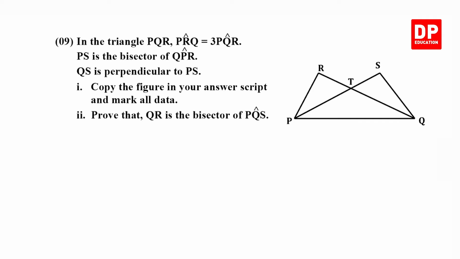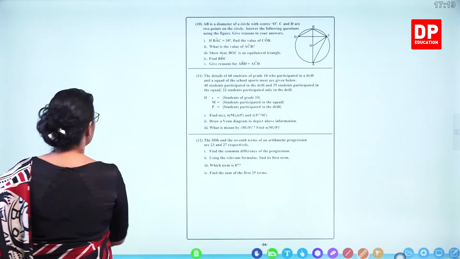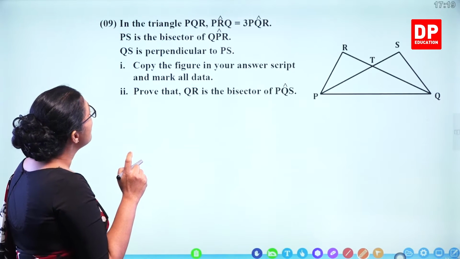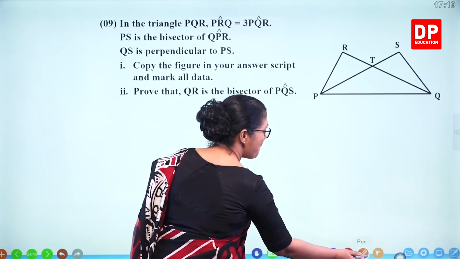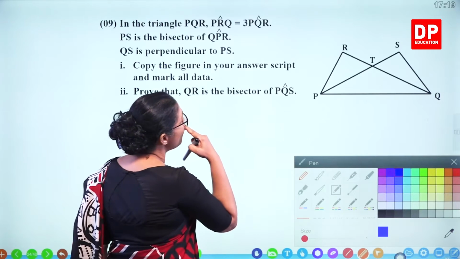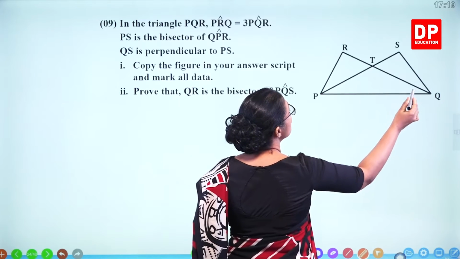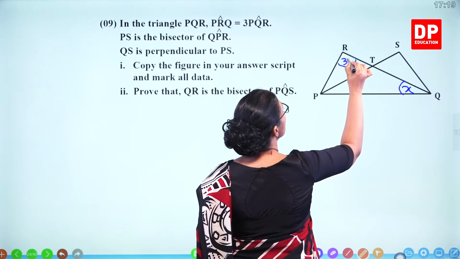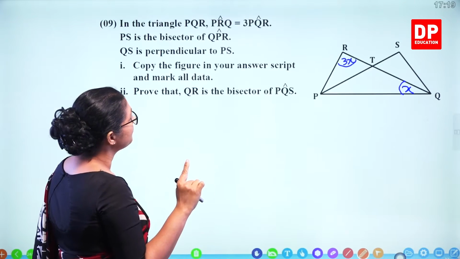Now we'll look at question number 9. You get 2 parts. So here we can answer there. In the triangle PQR, angle PRQ is 3 times PQR. So if PQR is x, this is 3x. That's what's given.